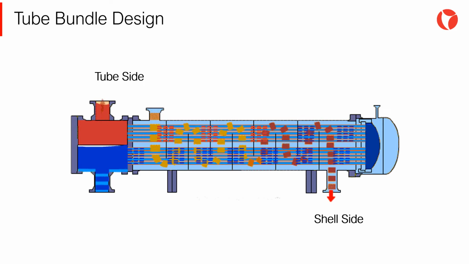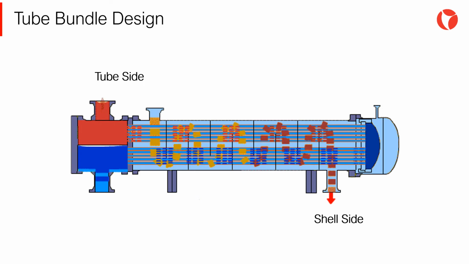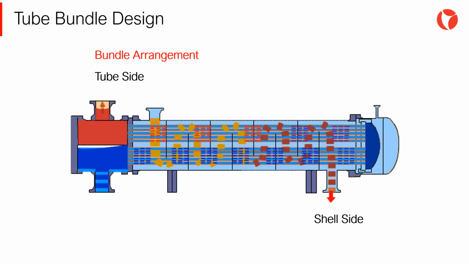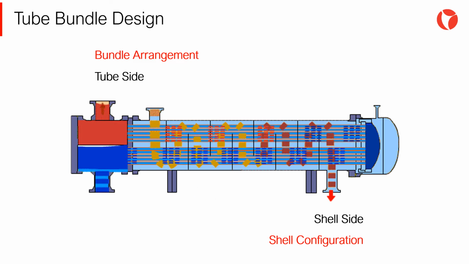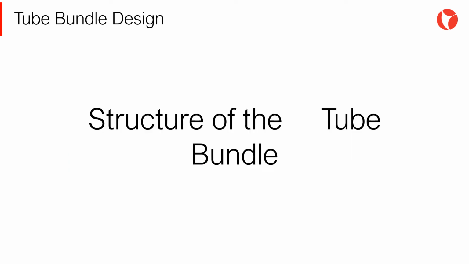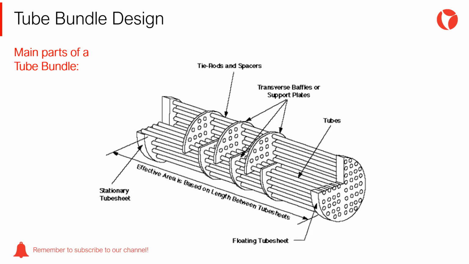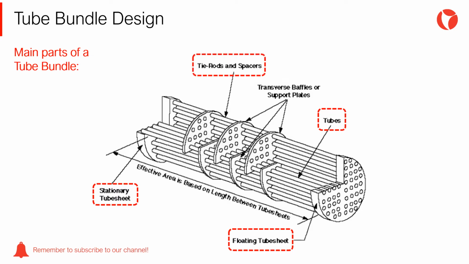Therefore, to understand the arrangement of shell and tube heat exchangers, it is essential to study the bundle arrangement and the shell configuration. The tube bundle is an assembly formed mainly by the transfer tubes and the tube sheet, inside the shell, coinciding the center line of both elements. The main parts of this element are stationary and floating tube sheets, transfer tubes, tie rods and spacers, and transverse baffles.